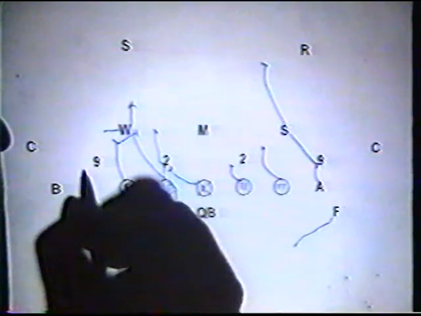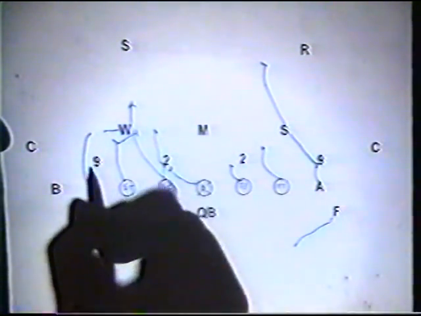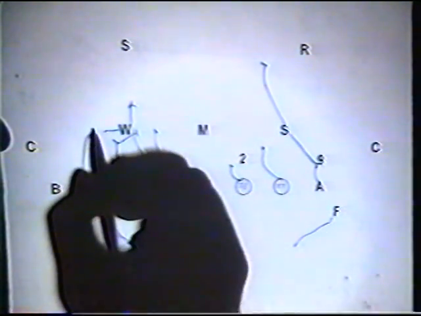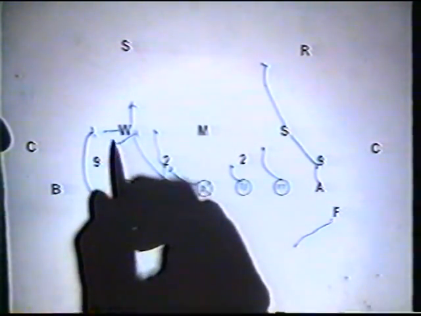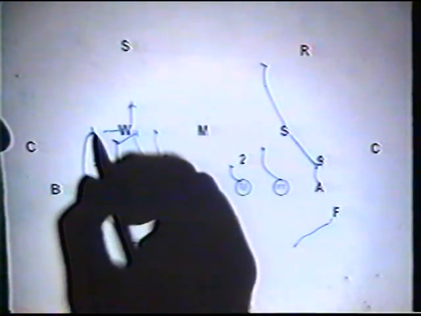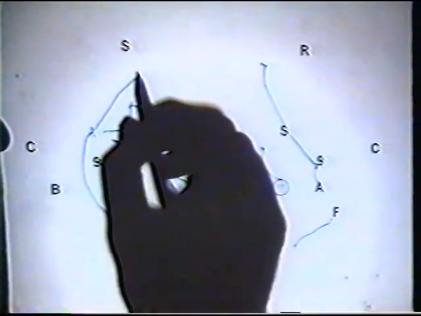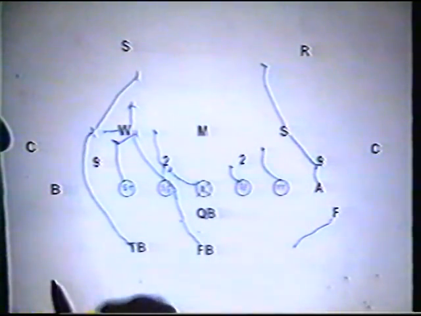The tailback is going to go what we call in a wall chase. He's going to go around the 9, and then he's going to seal that linebacker off. If that tackle has got him, then he's going to continue on to the backside safety.